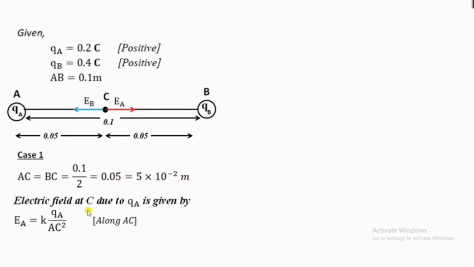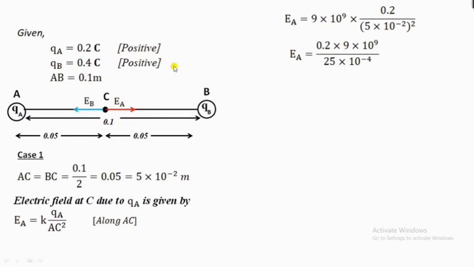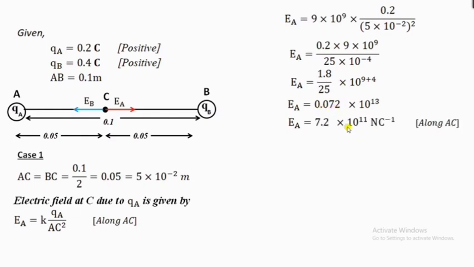Now the electric field at C due to A. The electric field out here due to this charge will be given by this expression, and this will be along AC, from A to C. If you put the values, you multiply the numbers and take the power of 10 together, then you will get this. Now in standard form I have to take this point out here. 7.2 into 10 to the power 11 Newton per Coulomb is the unit of electric field.